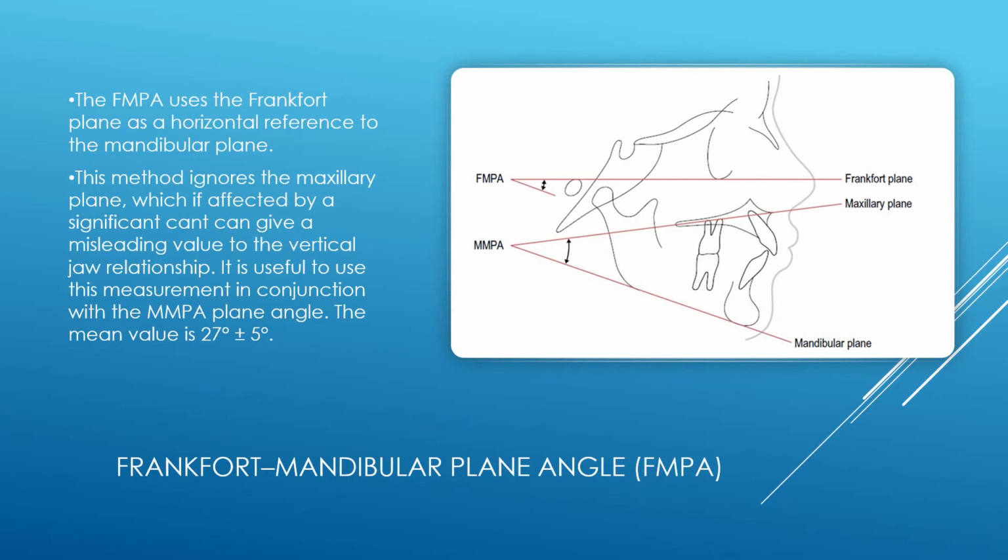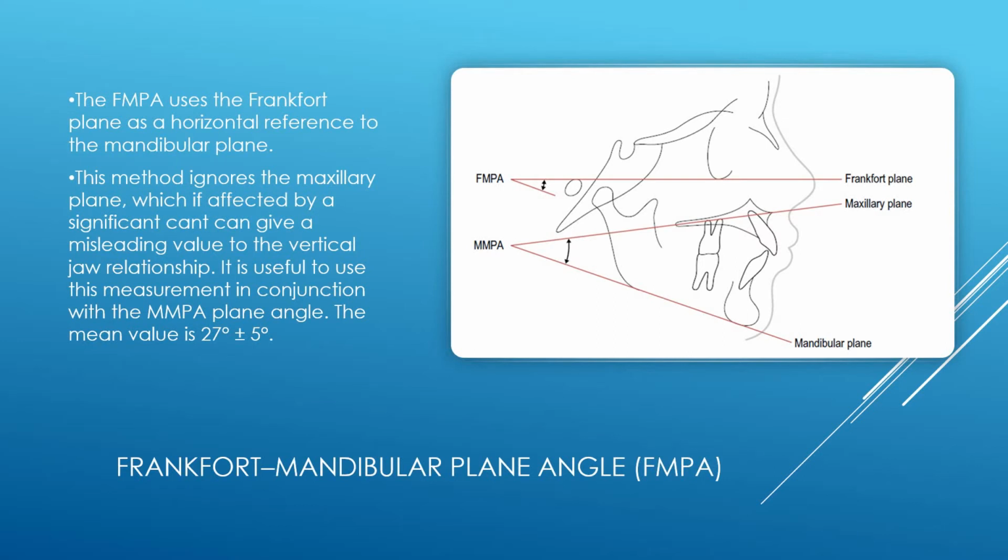FMPA, Frankfurt mandibular plane angle, uses the Frankfurt plane as a horizontal reference to the mandibular plane. These methods ignore the maxillary plane, which, if affected by a significant inclination, can give a misleading value to the vertical jaw relationship. It is useful to use these measurements in conjunction with MMPA, maxillary mandibular plane angle.